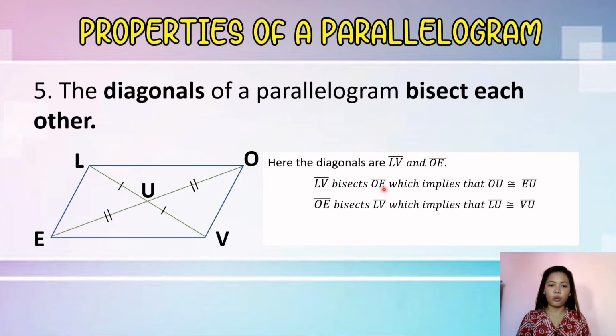So LV bisects OE, which implies, for instance, the two diagonals meet at the point U here. As you can see, LV divides or bisects OE. Therefore, OU is congruent to EU. That's why you have the same tick marks on the two segments. The same with if diagonal OE bisects diagonal LV. So LU is congruent to UV.